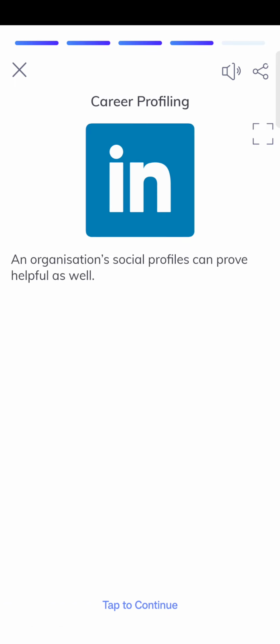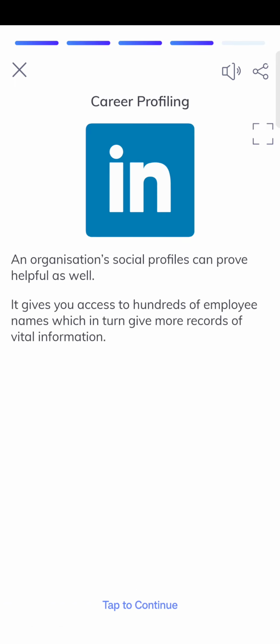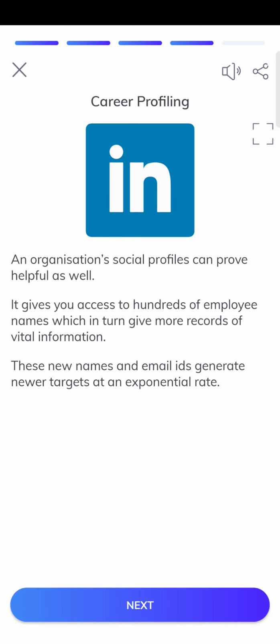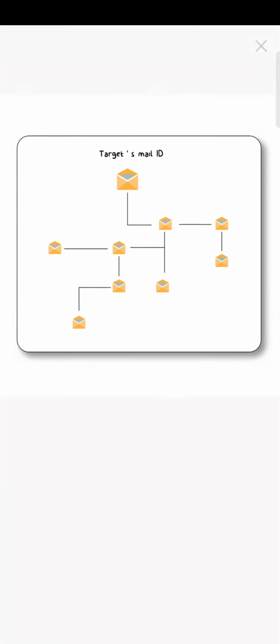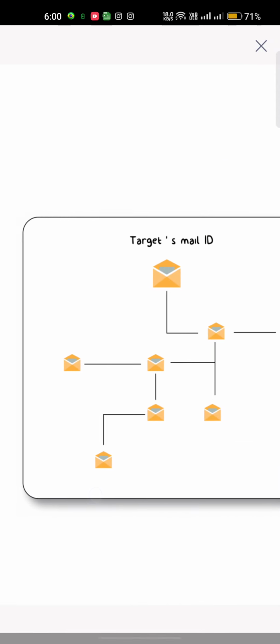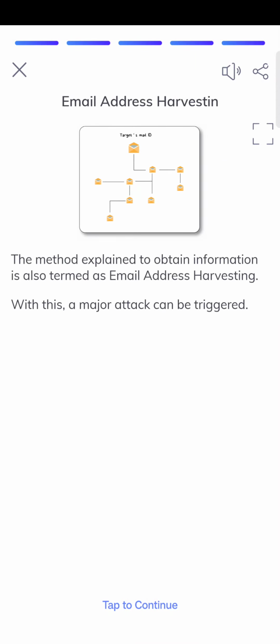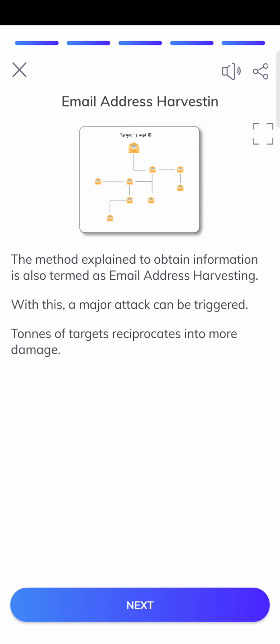An organization's social profiles can prove helpful as well. It gives you access to hundreds of employee names, which in turn give more records of vital information. These new names and email addresses generate newer targets at an exponential rate. The method explained to obtain information is also termed as email address harvesting. With this, a major attack can be triggered. Tons of targets reciprocate into more damage.